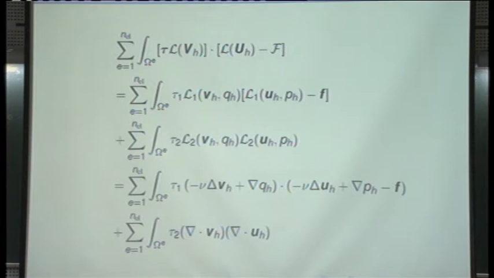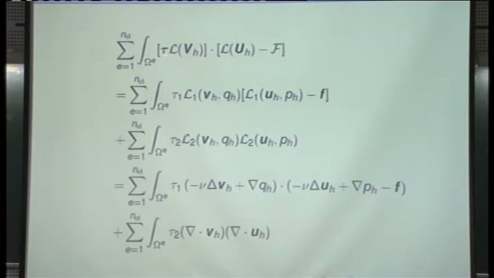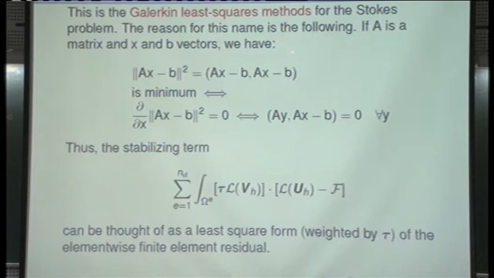Okay. Why is this called Galerkin least squares method? The reason for that is that the term that we add is a sort of least squares term. In which sense? Imagine you want to solve the system Ax equal to b, and maybe it's not even square. So you want to solve for x by minimizing this norm. Okay, that's the least squares method applied to an algebraic system.